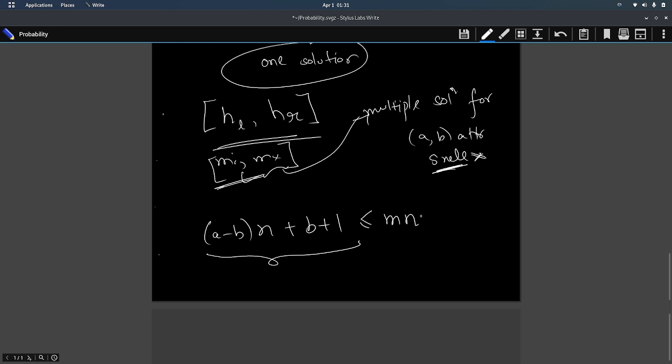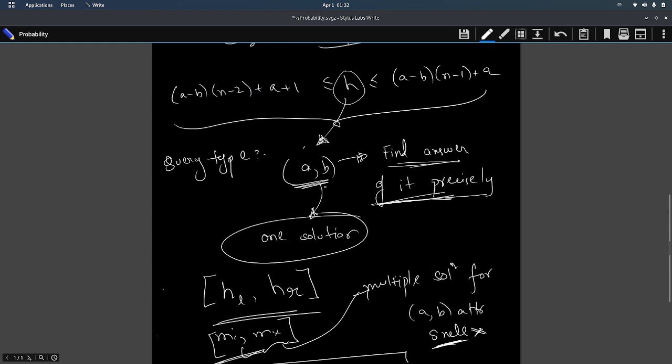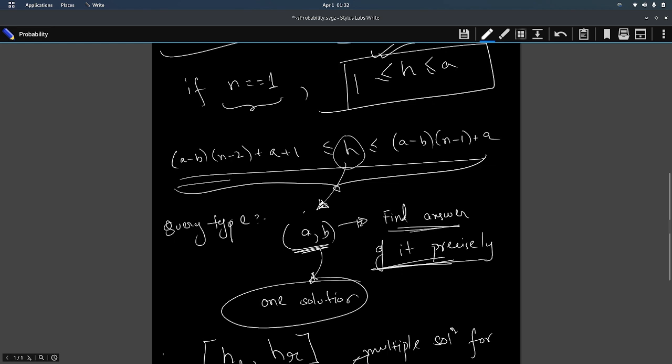Our minimum should be greater than or equal to this. My bad, sorry. This is the n minus 1th day. What was this? The distance at max which can be traveled by the n minus 1th day, right? And adding +1 to it means that this is the range, basically this is the height range.